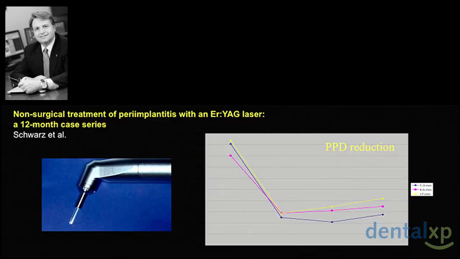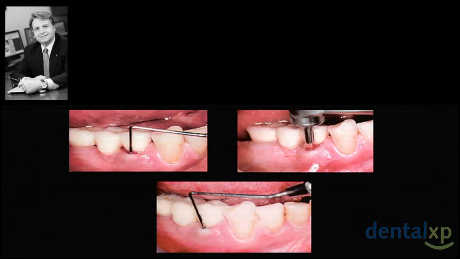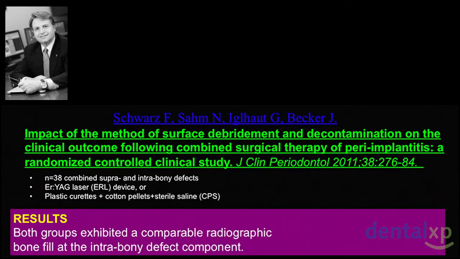Erbium-YAG laser, look what happens. Reduction of the probing pocket depth according to Schwartz and co-workers if you use the erbium-YAG laser in clinical studies. But the same author and his co-workers showed later on in the Journal of Clinical Periodontology 2011, in 38 defects, that if you use plastic curettes, cotton pellets and sterile saline, and I think the Atlanta team shows and knows that it doesn't bring anything, the control group and the erbium-YAG laser group are almost the same in terms of bone fill.